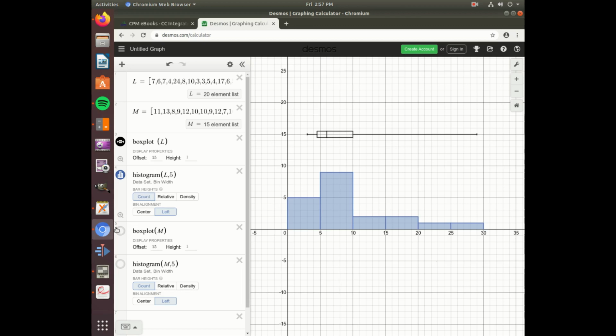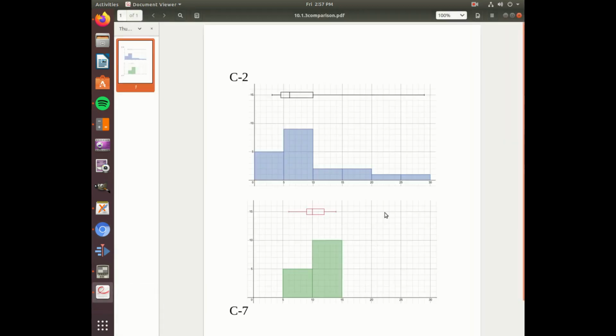Now I can do the same thing for M. I can go M, and you'll notice I changed that to 15. You'll notice it's like right on top of the other one. And then the histogram for M, I changed the bandwidth to 5. Well, it's kind of in the way, so what I can do is get rid of these two. And then what I did was I did a screen capture of both of them, and I put them next to each other and just sort of copy and pasted. So we can sort of compare this data to each other.